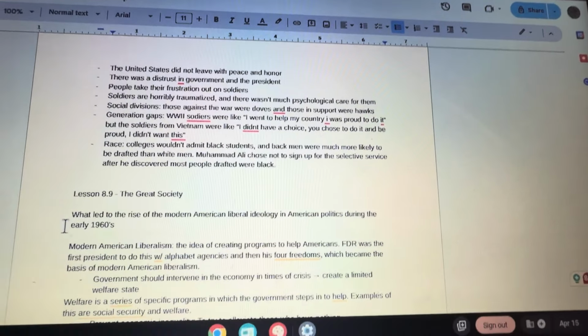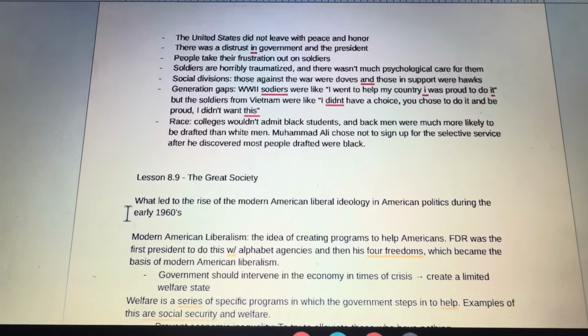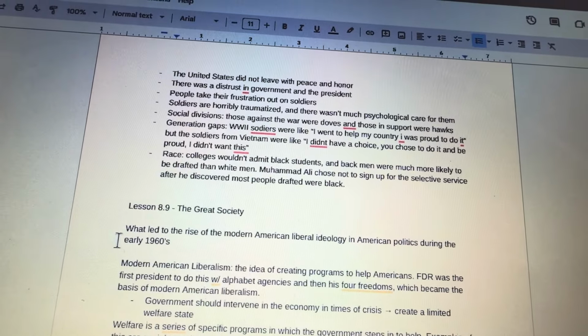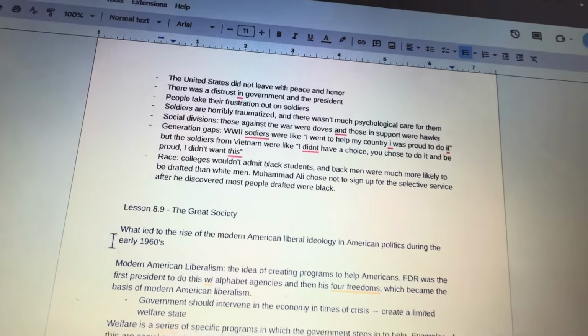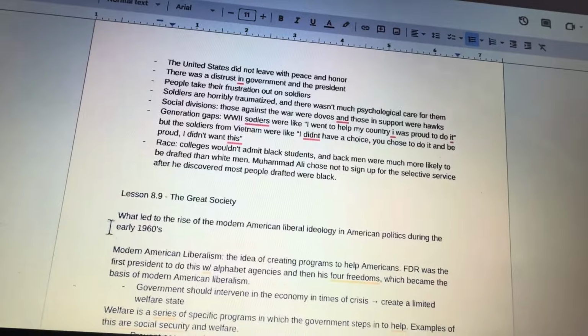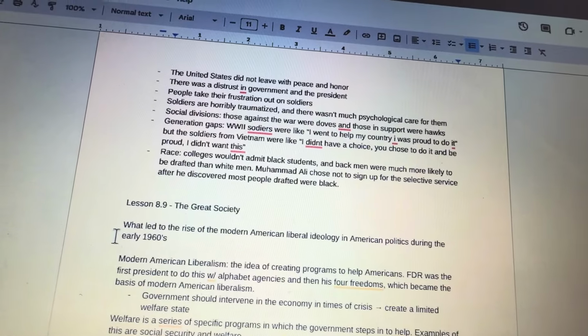I didn't want this. Race. Colleges wouldn't admit black students, and black men were much more likely to be drafted than white men. Muhammad Ali chose not to sign up for the selective service after he discovered most people drafted were black.